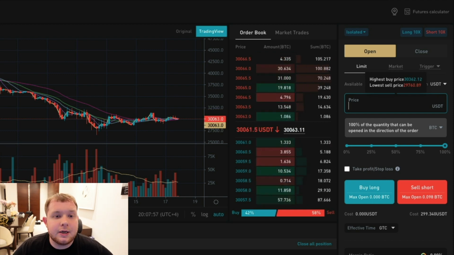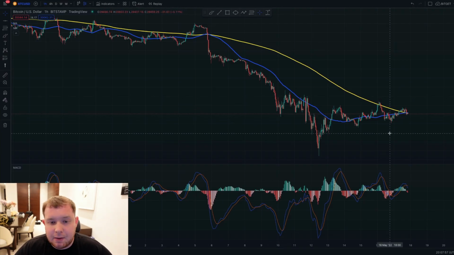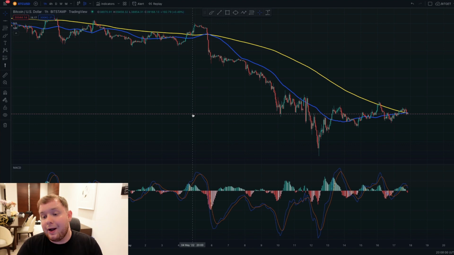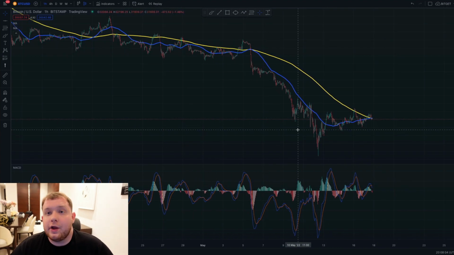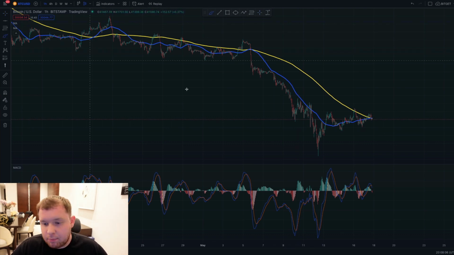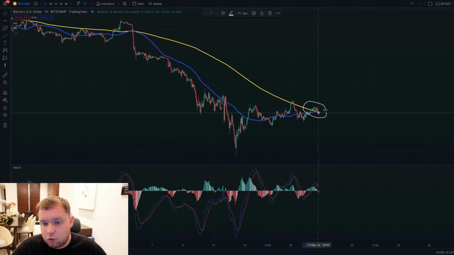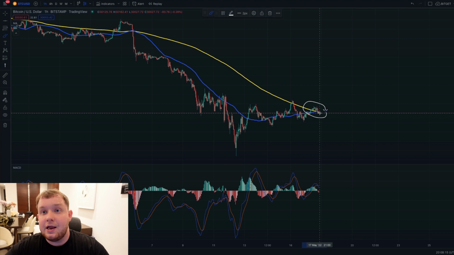Yeah, let's take a look at an example of a long trade. So for example, you may want to go ahead and long the Bitcoin price, but you don't know where you want to long it to. Let's say, for example, we're at the current price right now as I'm filming this. We have a potential cross coming here. The blue is crossing above the yellow. This is usually a bullish sign. You want to long the Bitcoin price.